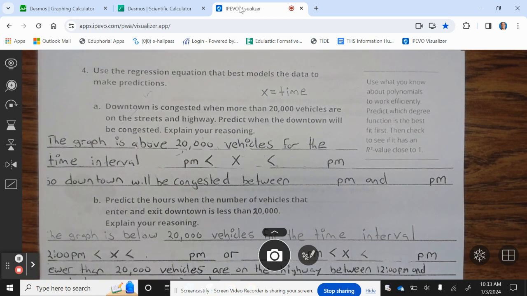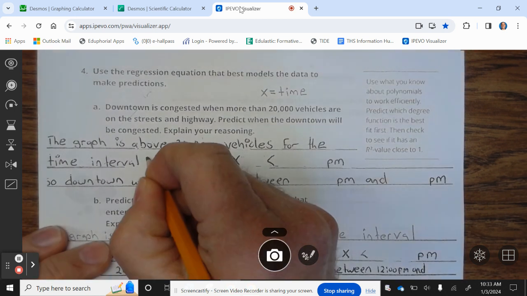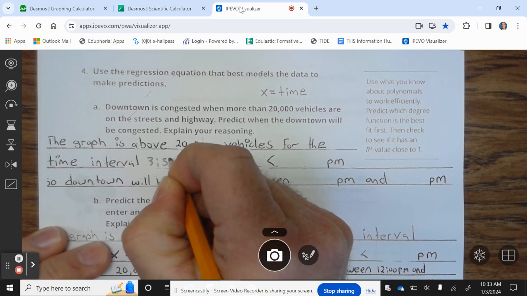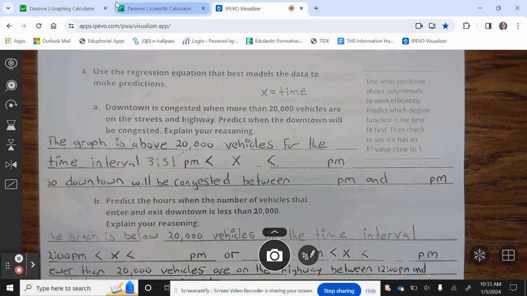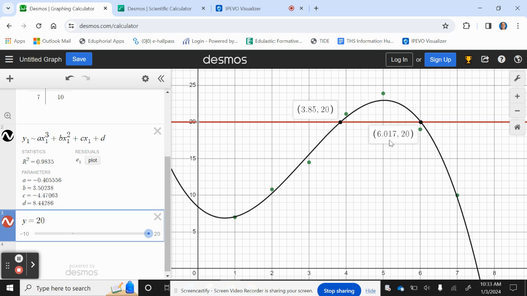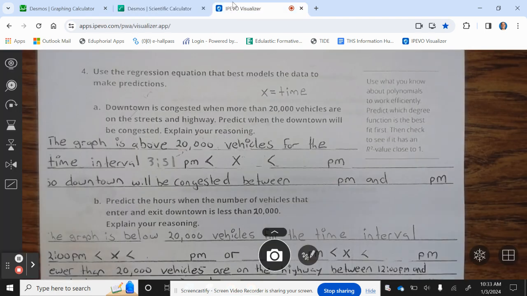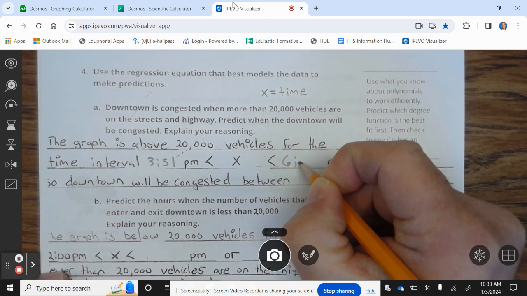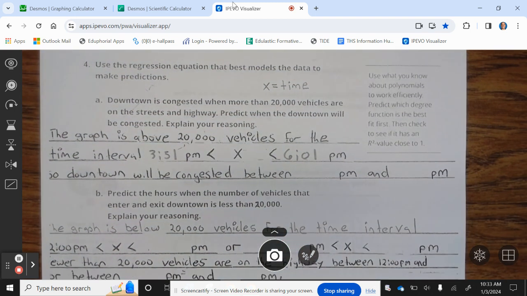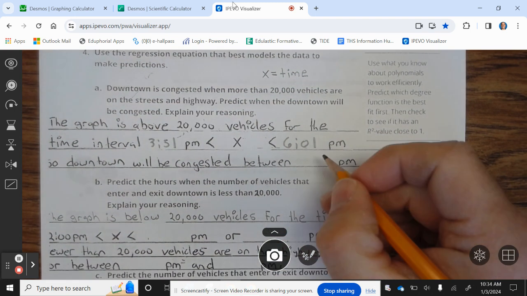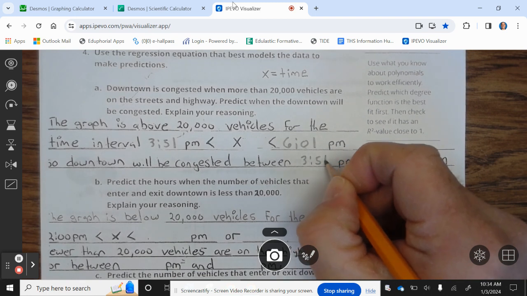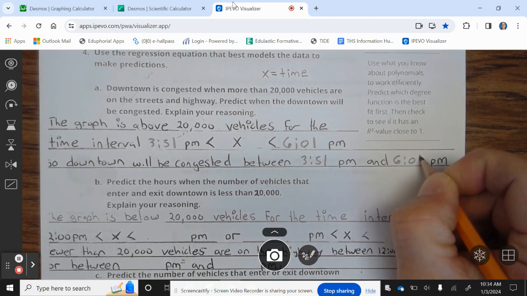So the graph is above 20,000 vehicles for the time interval 3:51 p.m. to 6.017. So we need to convert that 0.017 to minutes. So that's 1 minute. So that would be 6:01 p.m. So downtown will be congested between 3:51 p.m. and 6:01 p.m.